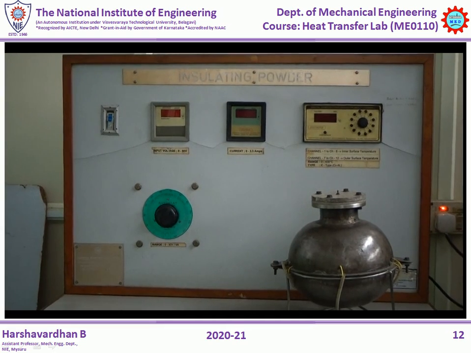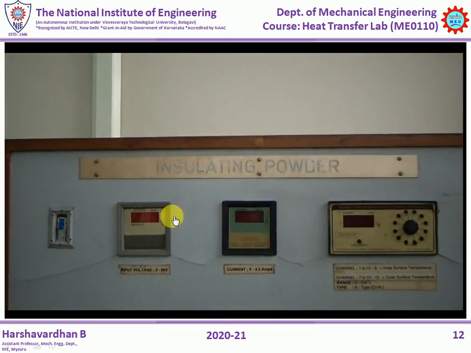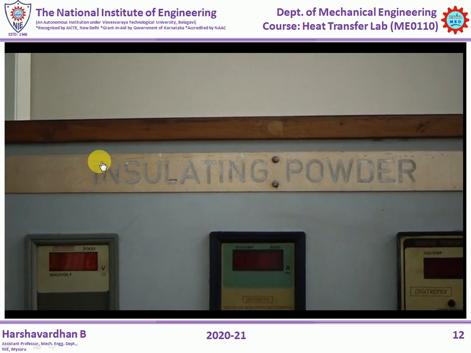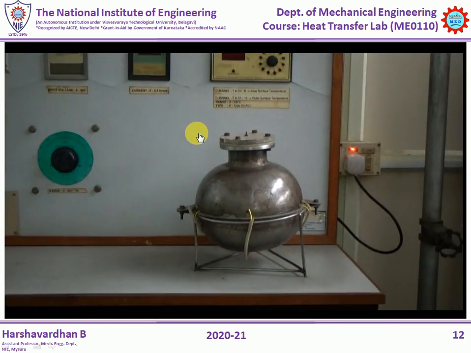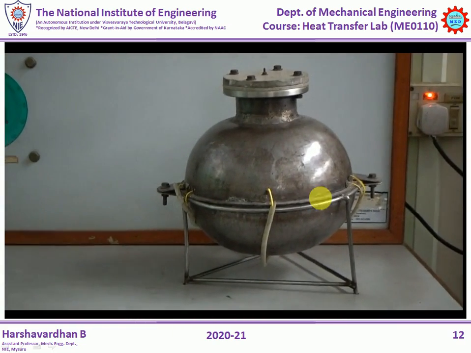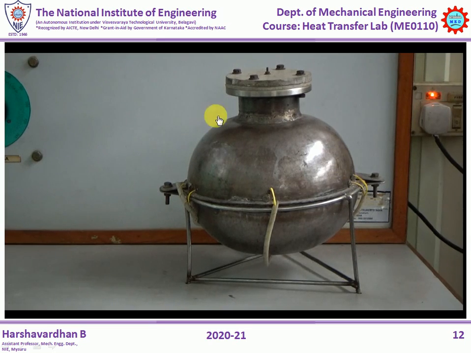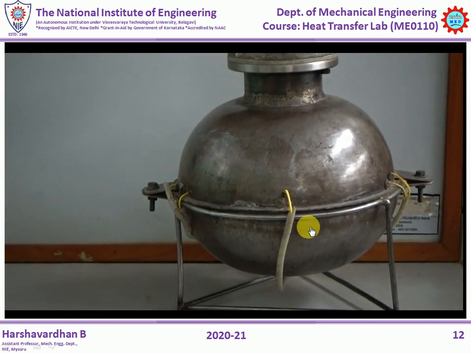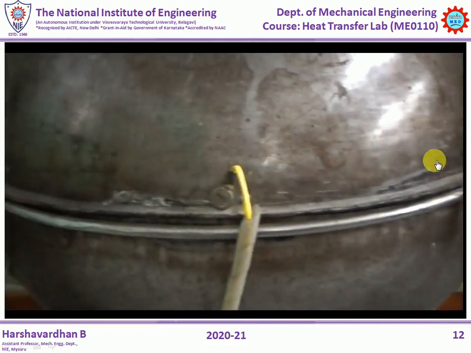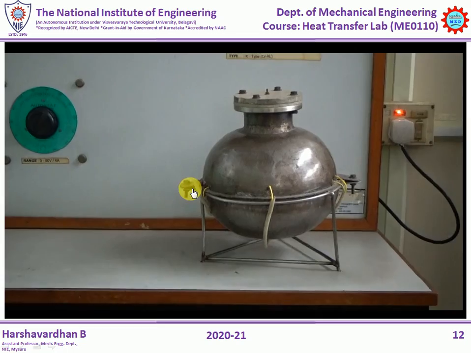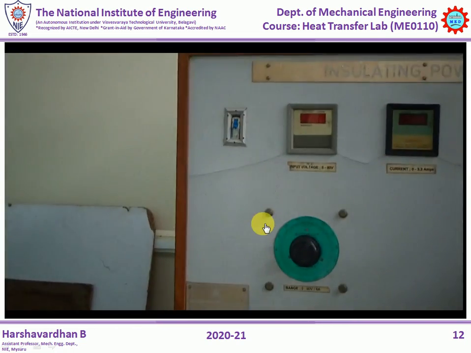So this is the experimental setup for determining the thermal conductivity of the insulating powder. This is the test chamber, which will be in the form of a sphere. There will be two concentric spheres. We can only see the outer sphere, but inside this there is one more inner sphere. The gap between the inner sphere and outer sphere will be filled with the insulating material, that is asbestos powder. You can also see the thermocouples mounted on the outer sphere, and two thermocouple wires going here. Another wire will be coming in contact with the inner sphere.